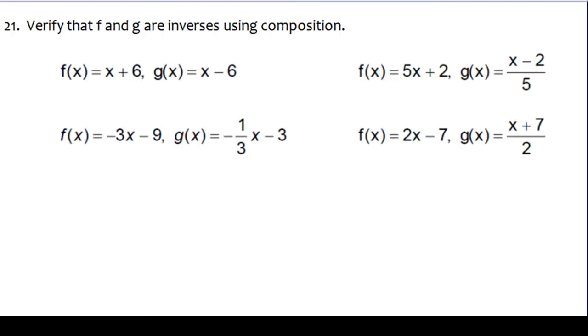All right, last few problems. Okay, in each of these, they're asking us to verify that f and g are inverses using compositions.